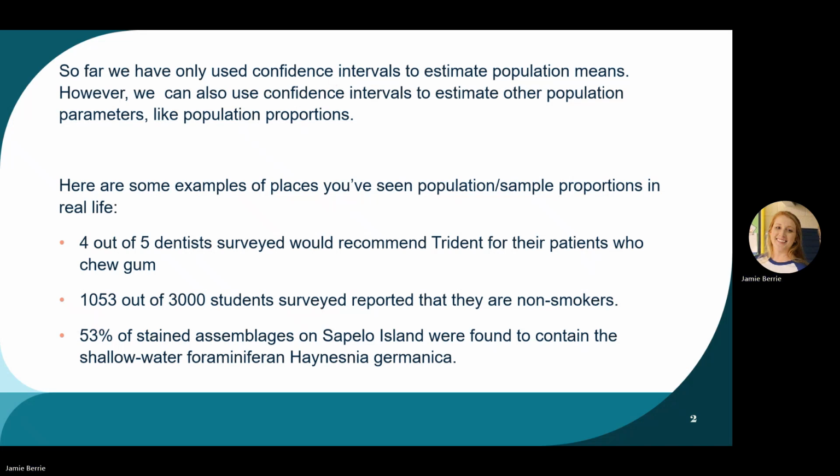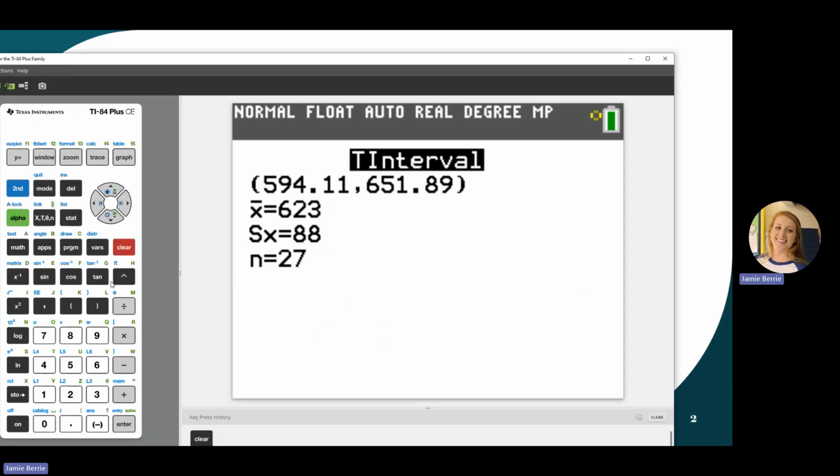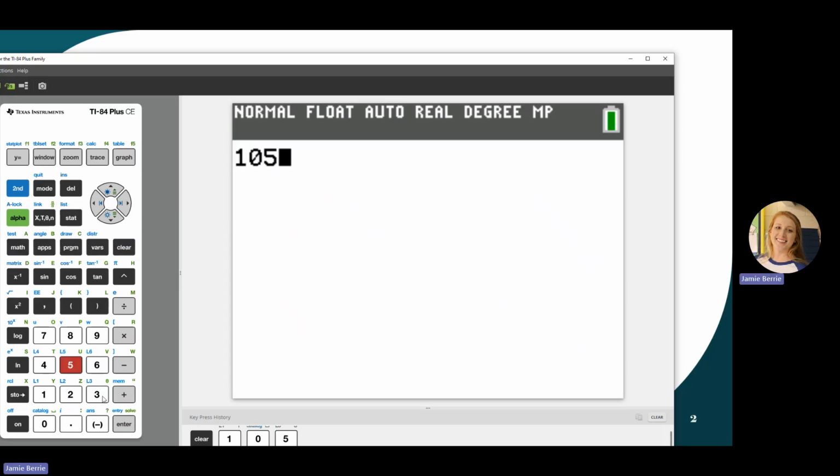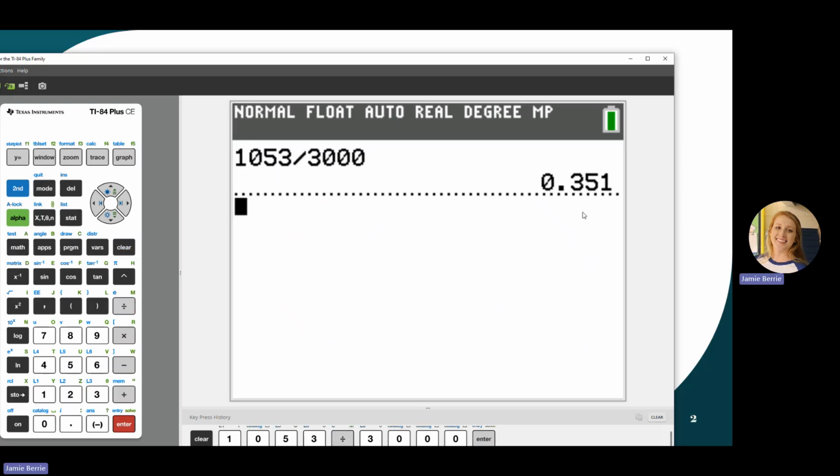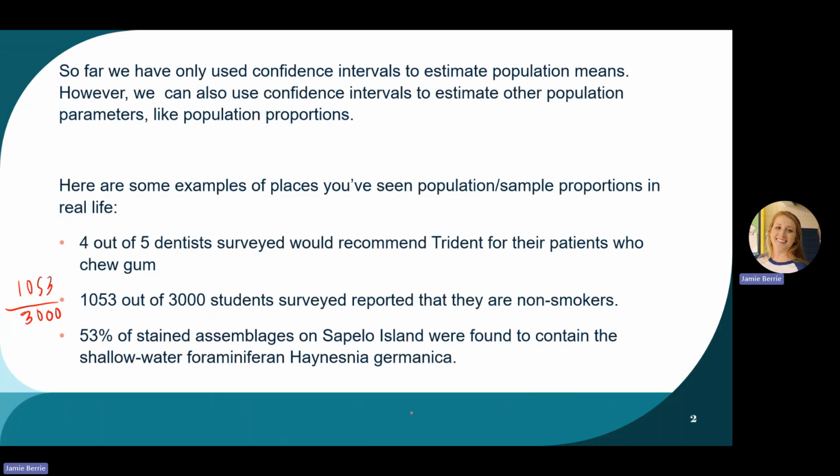So what they've done in this last one is they've just taken whatever the number was. So 1053 out of 3,000. Then they just took their calculator, clear that out. 1053 out of 3,000. So that's 0.351. That would be about 35%. All right. So you can also easily turn these proportions into percentages.